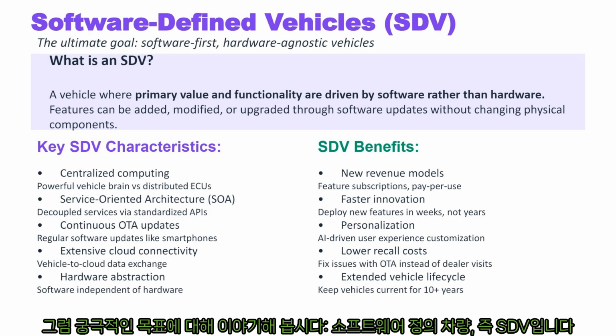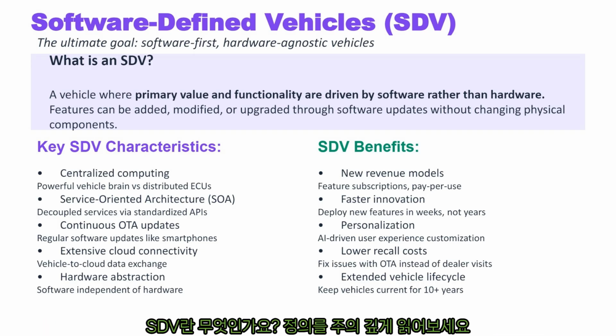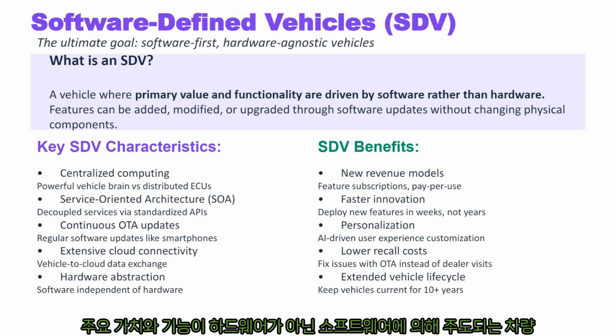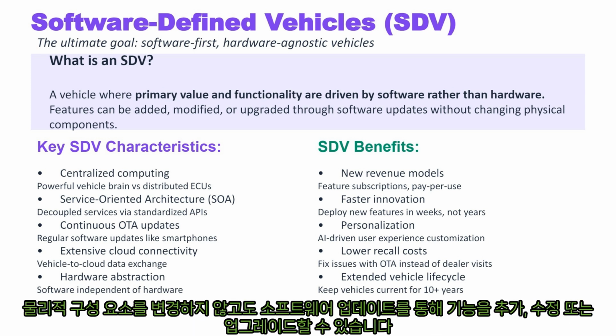So let's talk about the ultimate goal: software-defined vehicles, or SDVs. What is an SDV? Read the definition carefully. A vehicle where primary value and functionality are driven by software rather than hardware. Features can be added, modified, or upgraded through software updates without changing physical components.